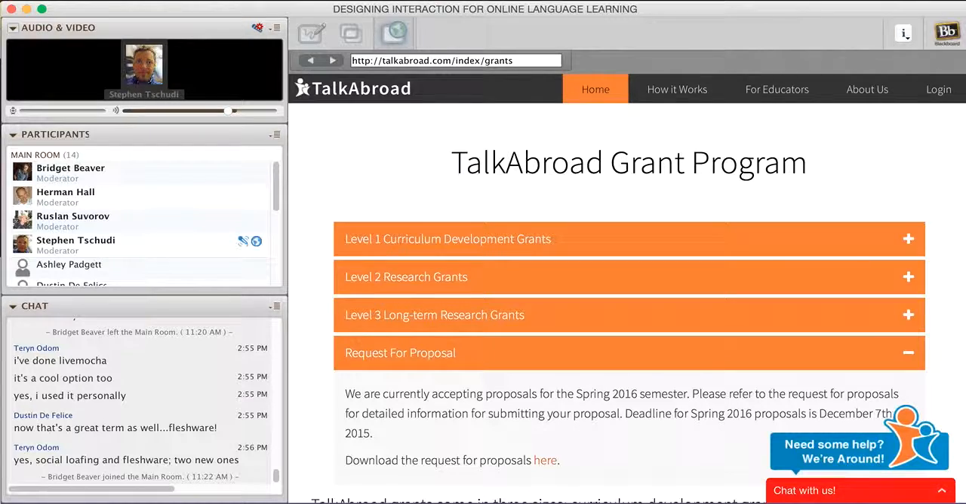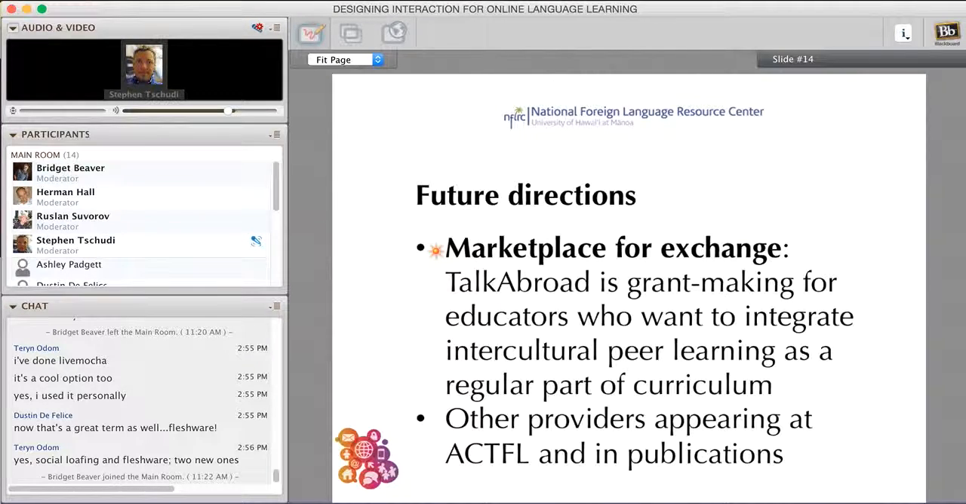So this curriculum development grants level 1 that you see is probably the most accessible of the grants, and that is you're going to propose to make interaction with native speakers part of your curriculum, and they'll give you a grant to explore that possibility. All right. And then there are other providers that are sort of in the same mode, same business, that are appearing increasingly at the ACTFL conference and in publications.